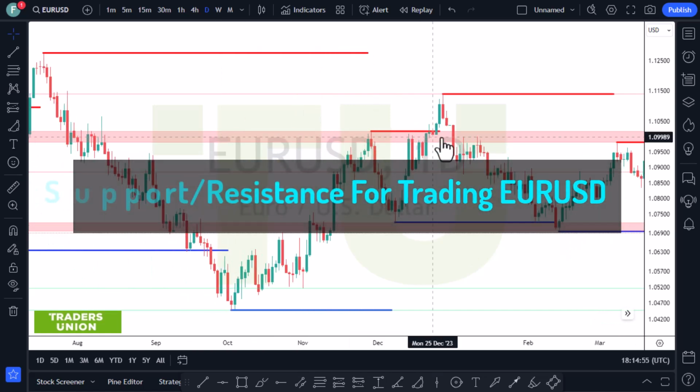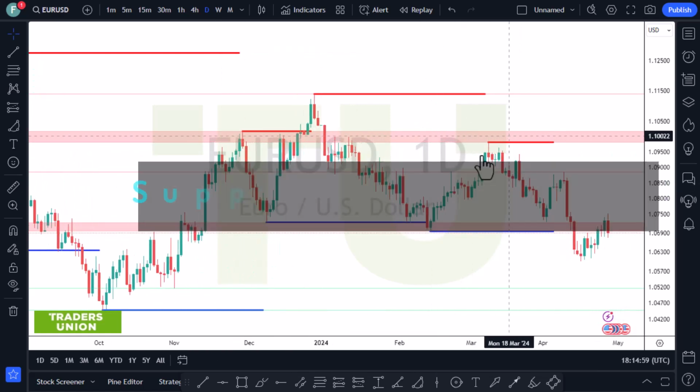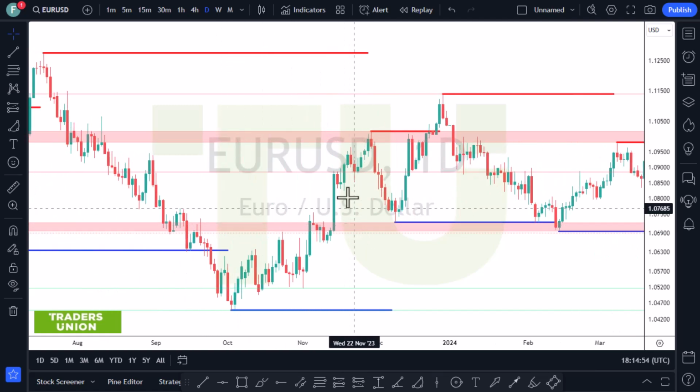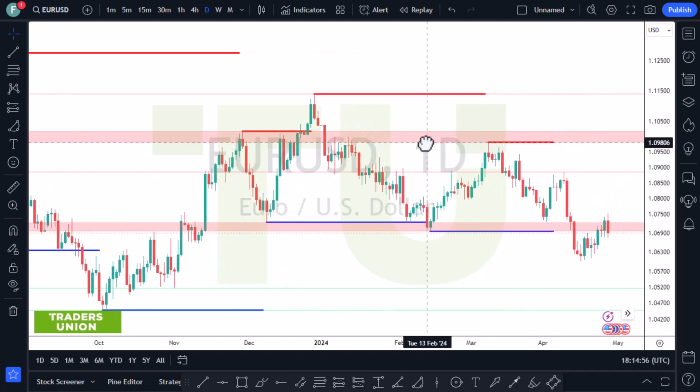Support and resistance levels serve as psychological barriers. Support levels indicate where the price tends to find a floor, while resistance levels signal where it encounters a ceiling. These levels can be used to gauge potential price reversals or breakouts.